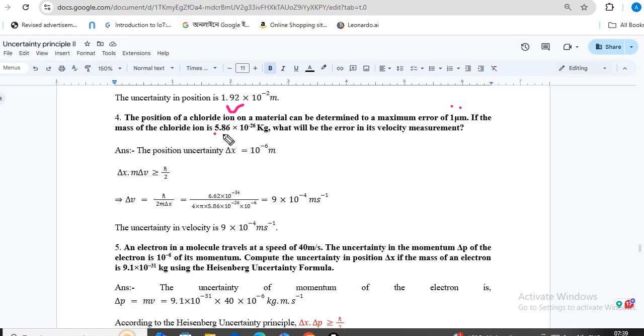Now the mass of the ion is given. So obviously you need to find the velocity, the uncertainty or the error in the system. So del x is given. Del x is in the order of 10 to the power minus 6 meter, a micrometer. And again the relation of x and px, h cross by 2, that is the minimum, this should be equal to. So del v, the uncertainty in the velocity, is equal to h cross divided by 2m into delta x. So put the values, and it comes in the order of 10 to the power minus 4 meter per second.